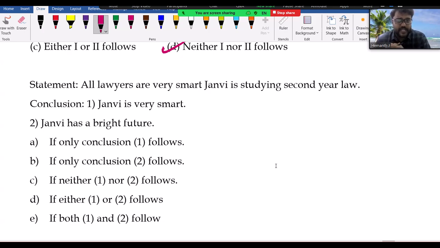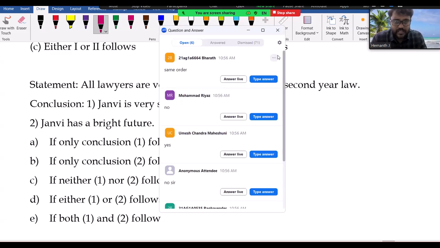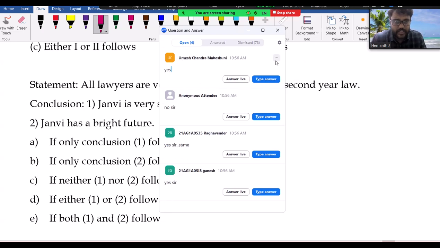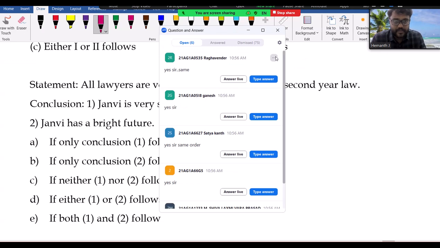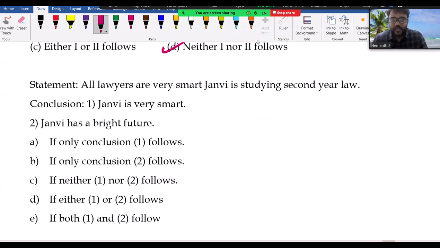Before going for this question, I think I'm discussing the same order as per the material, right? As per the material it's going on, is it this conclusions part or is there any deviation? Same order. Somebody said yes, somebody said no. Yes, same. Same order. Fine. Okay, cool.